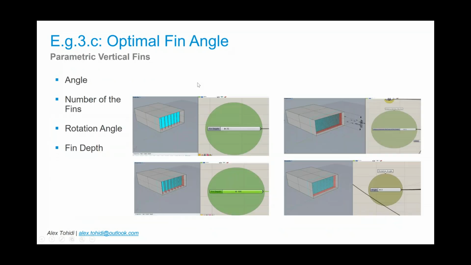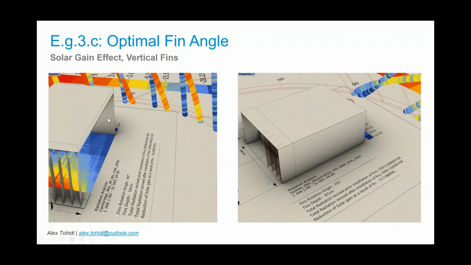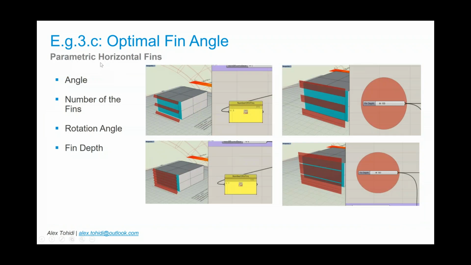Example C is optimal fin angle. As I said, parametric design is quite important. This was done in Grasshopper. Angle is one parameter, number of fins is another, fin depth is another, and rotation angle is another. So we are able to generate a wide range of designs and then measure how much sun or radiation is blocked by that particular vertical fin. As you can see, this improves the performance of our space by almost 15%. The same goes for the horizontal one.